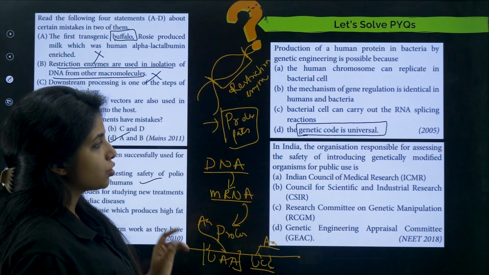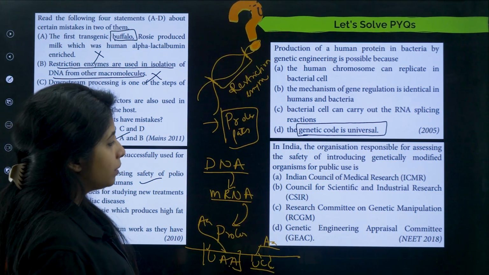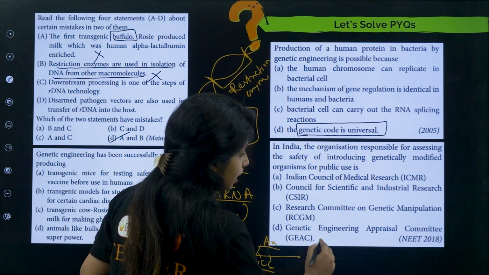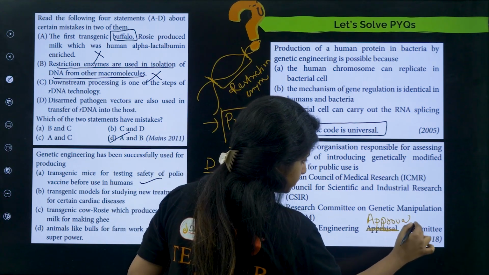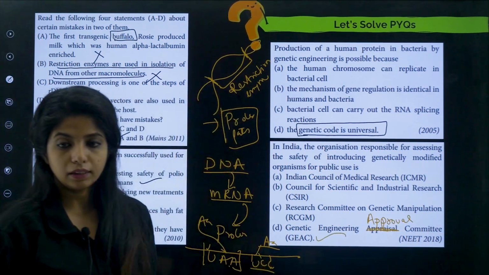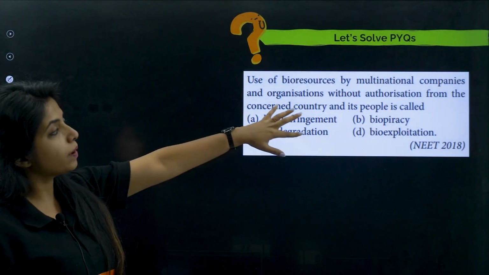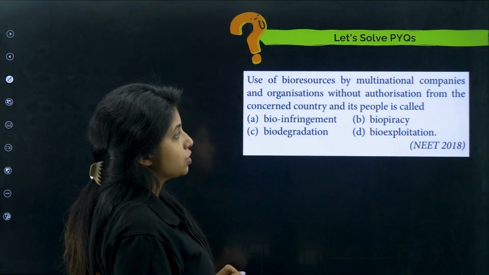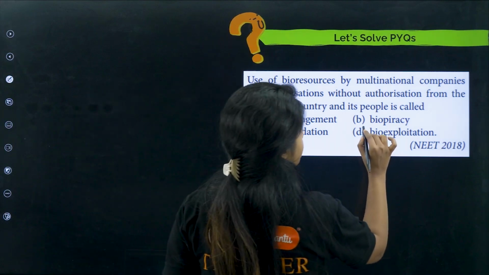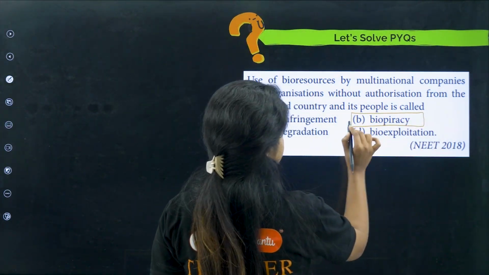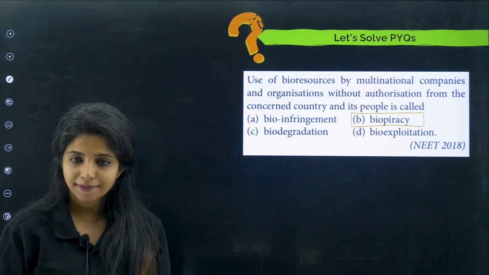Now in India, the organization responsible for assessing the safety of introducing genetically modified organisms for public use is GEAC. It is not appraisal, it is approval. This came in NEET 2018. Direct question. One more question was there: the use of bioresources by multinational companies and organizations without authorization from the concerned country and its people is known as biopiracy. This came in NEET 2018.